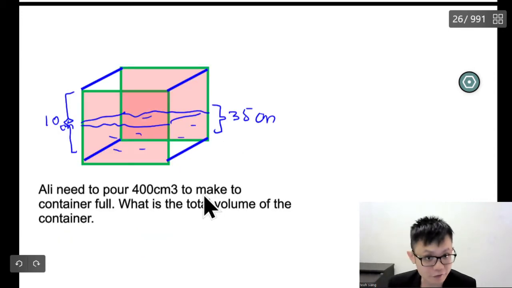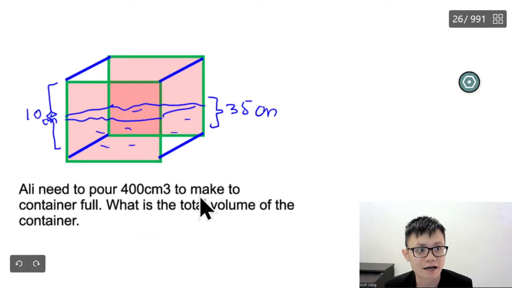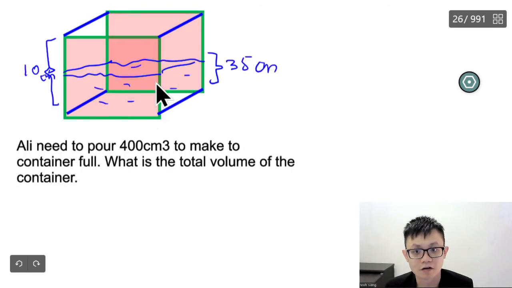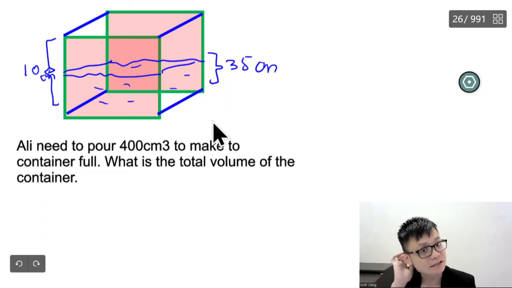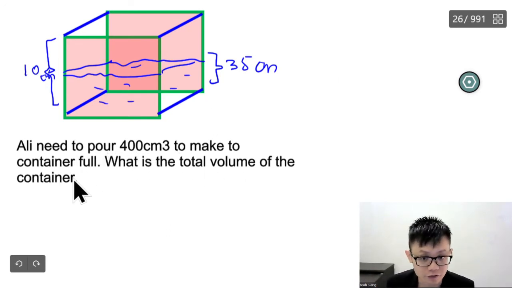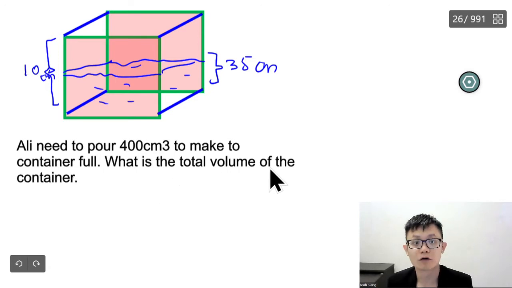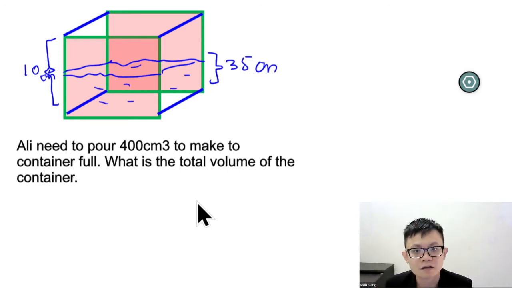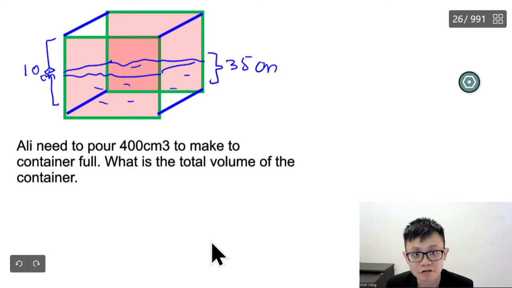Okay, so I made another question for you guys to try. This is a container, here is 10 cm and the water level is 35 cm. Because just now the question was B, so we do one more try. Ali needs to pour 400 cm cube in order to make the container full. What is the total volume of the container? For this question, maybe you can use a calculator, because there are a lot of decimal points since I created this question. Okay, let's try this question.